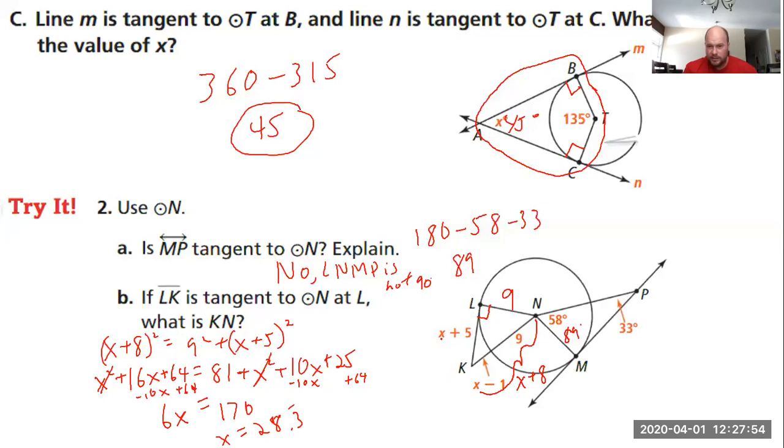Wait, nope, just kidding. I found X. There's one more step. They want KN. So we need to plug it back in. So KN is this entire line, which we said is X plus 8. So add 8 to that. So 28.3 plus 8 gives me 36.3. That would be my final answer.